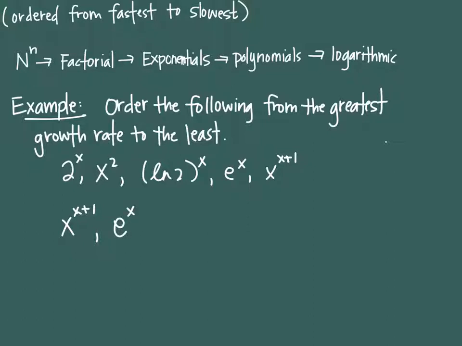So that's going to come next. All right, now what's bigger between 2 or natural log of 2? Okay, so that's going to come next. Then would come the natural log of 2 to the x. Okay, that's 1 point-ish. And then last would come a polynomial, which is x squared.